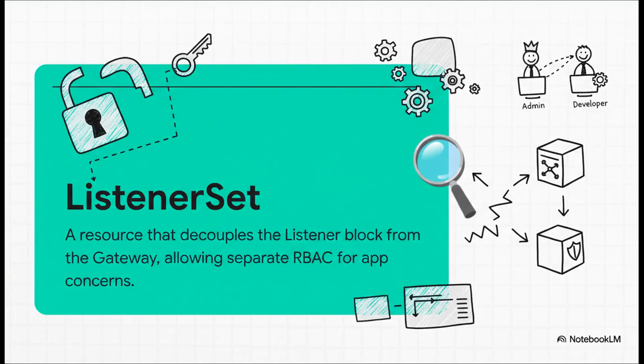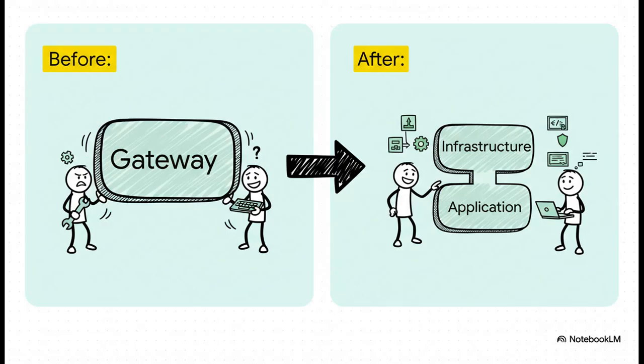So the first and most official solution is called ListenerSet. Now, it's still experimental, but it does one simple, brilliant thing. It pulls the entire listener section, including that tricky TLS configuration, out of the gateway object and puts it into its very own resource. And this right here brilliantly illustrates the change.